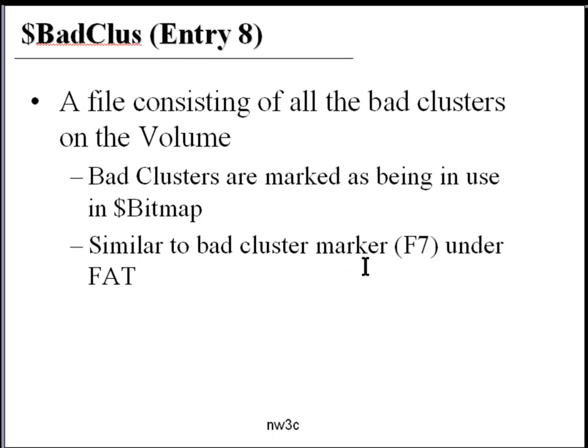Bad clusters is a file consisting of all the bad clusters on the volume. And so the bad clusters are marked as being in use in the bitmap, and it's similar to the bad cluster marker F7 under FAT. And I looked on this hard drive to see if I could find a bad cluster, and I could not, unfortunately. Well, fortunately, actually, that's quite good. So that means that we have a consistent file system.